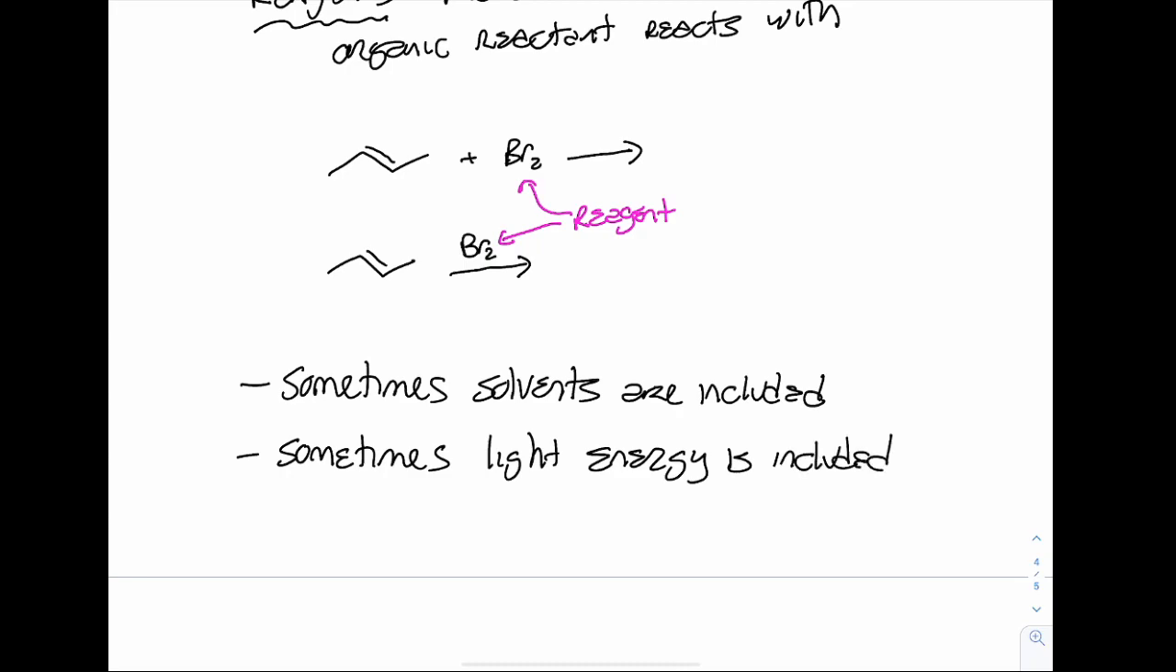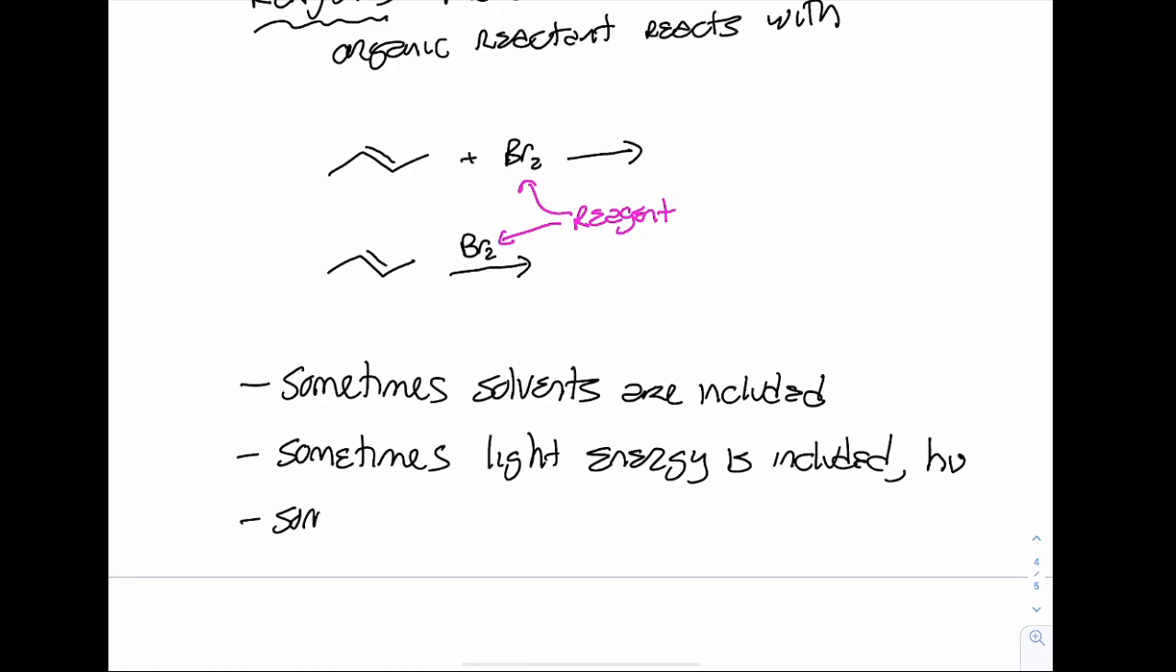Our abbreviation for light energy is often h nu, which might look kind of weird, but if you remember back from general chemistry, you had an equation for calculating energy, and it was Planck's constant, which is h, multiplied by nu, which is my frequency. So h times nu is light energy, so often we'll write it as h nu. There is other notation, but that's the one that I tend to use. So sometimes light energy is included.